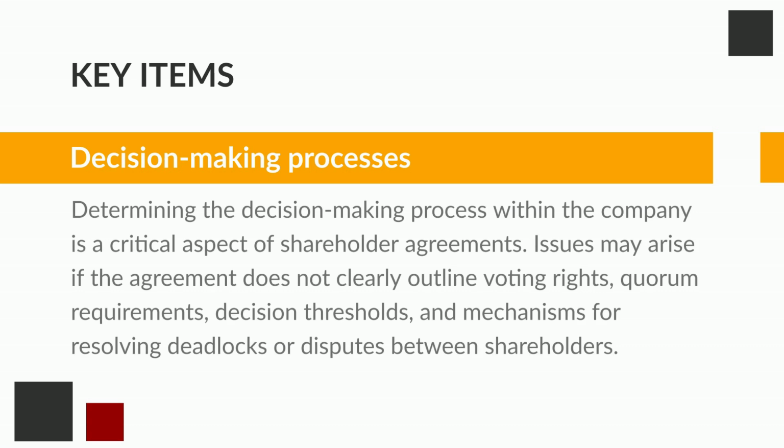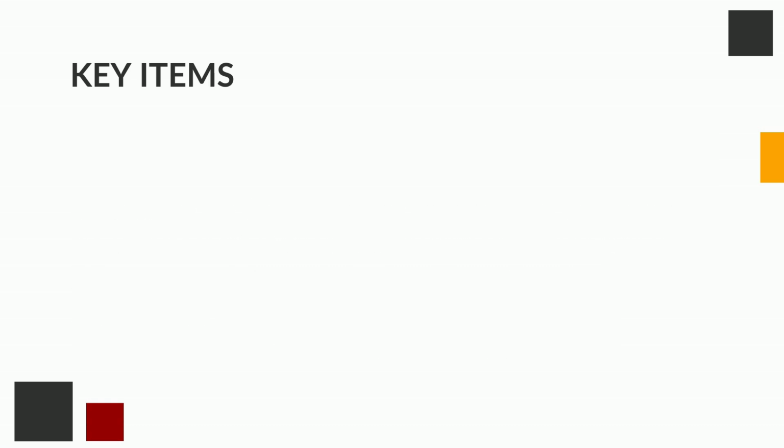Decision-making processes. Determining the decision-making process within the company is a critical aspect of shareholder agreements. Issues may arise if the agreement does not clearly outline voting rights, quorum requirements, decision thresholds, and mechanisms for resolving deadlocks or disputes between shareholders.